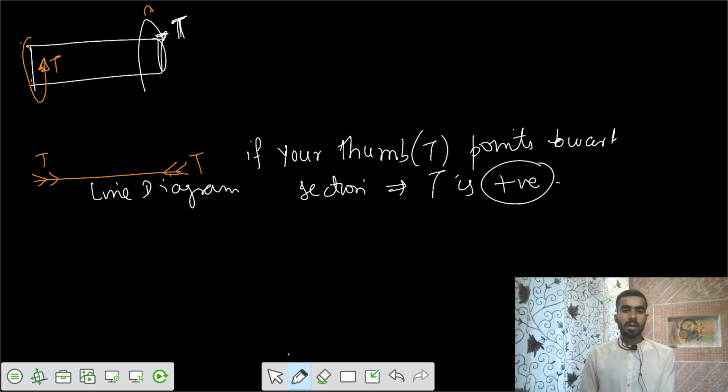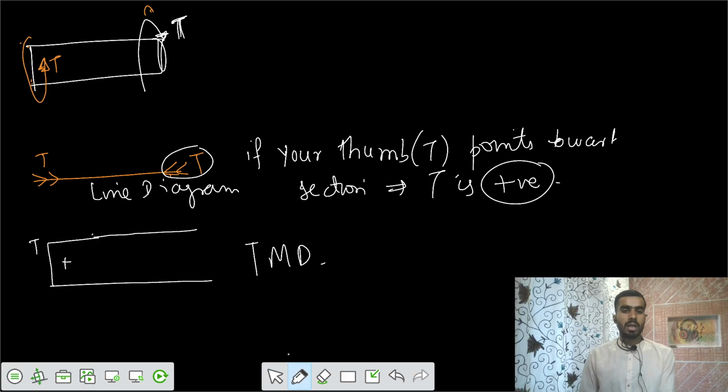Now, to make what we call the torsional moment diagram, TMD, let's make the TMD. I would say this is your positive T. After that, you are facing a T in the opposite direction, so it will fall down by the amount of T. So this is your TMD.